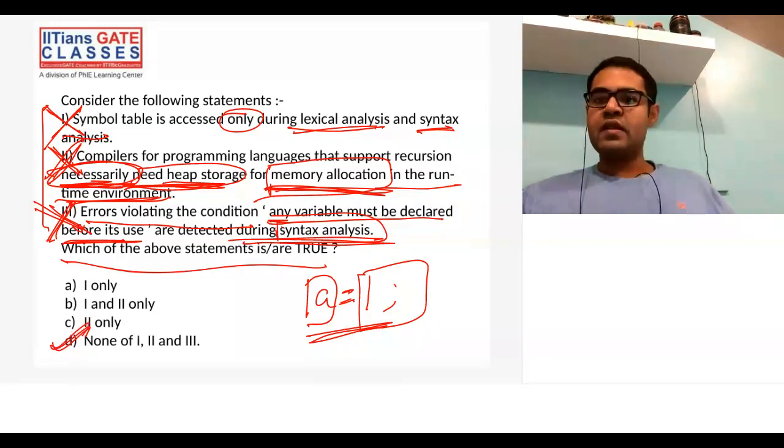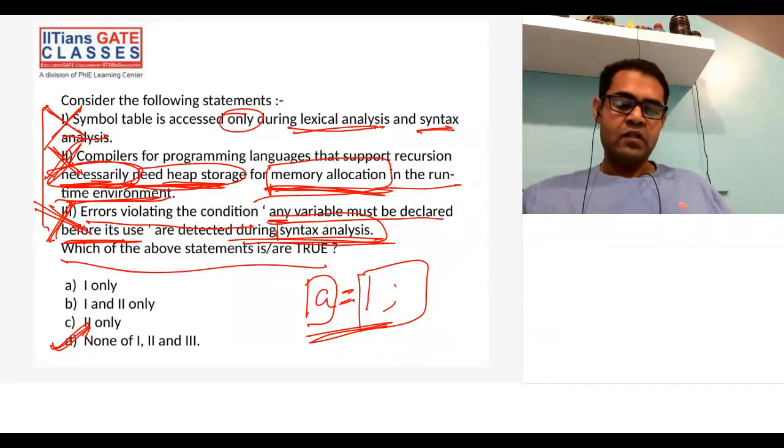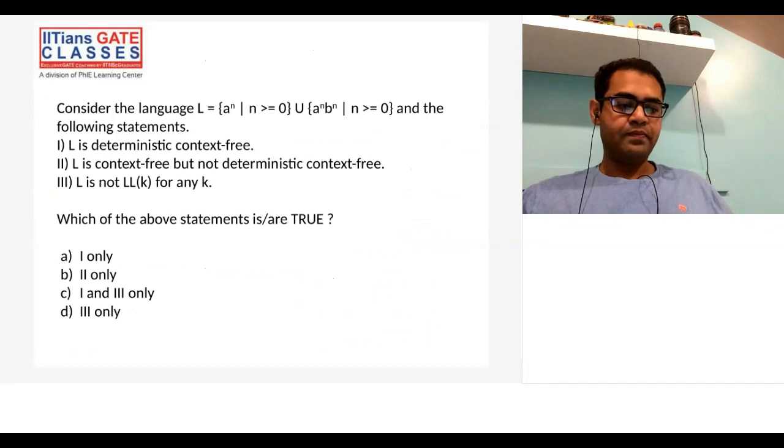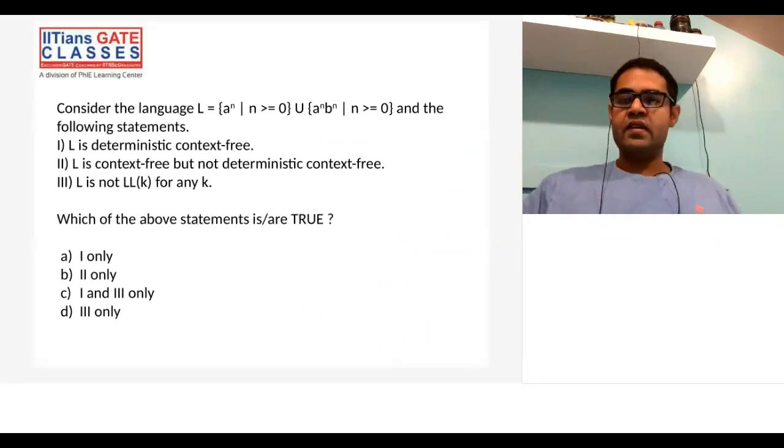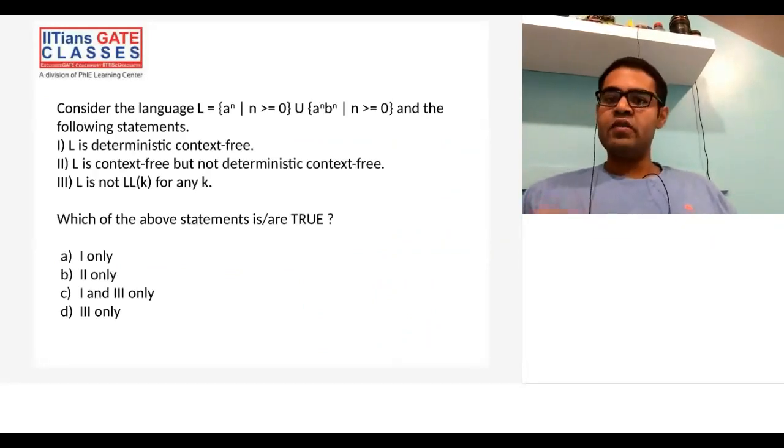So this came for 1 mark in GATE 2020. All right. So I hope this question was clear to everyone. Let's move to the next problem. All right. So this is the next problem. Now pause the video, try this question yourself. All right. So I hope you all tried this question, and now let's see the solution for this.